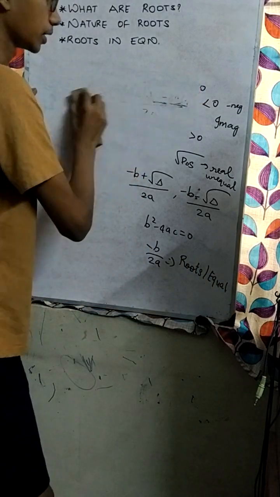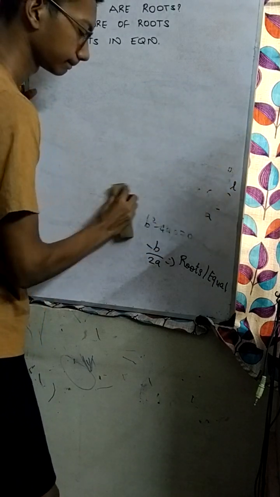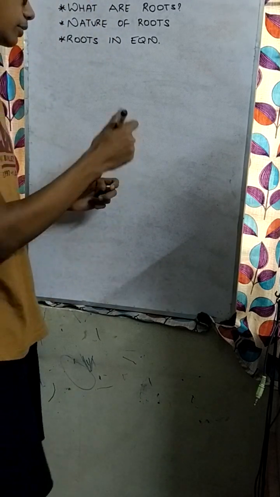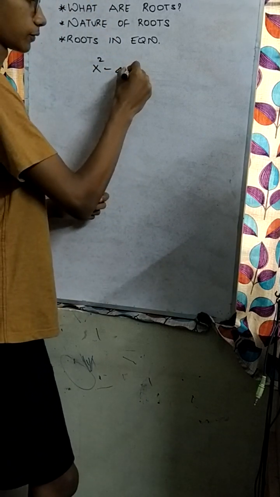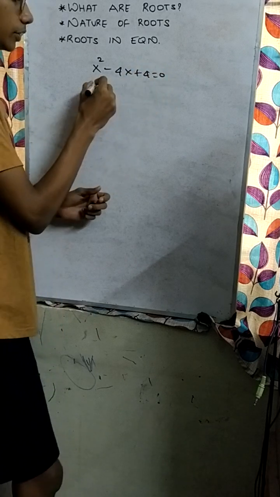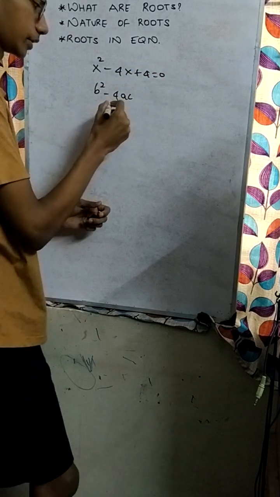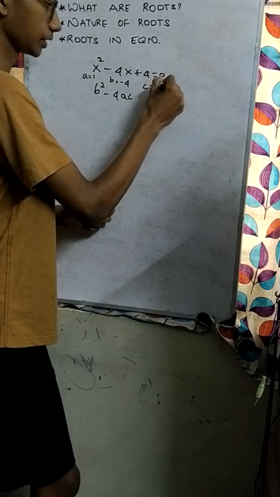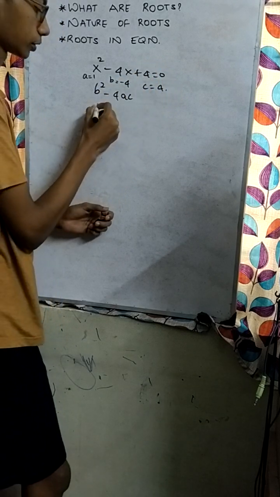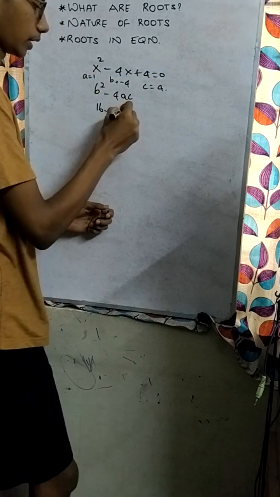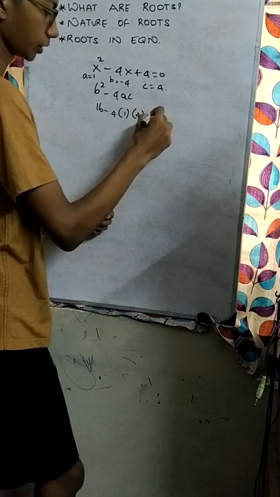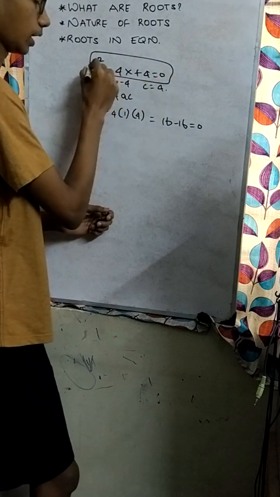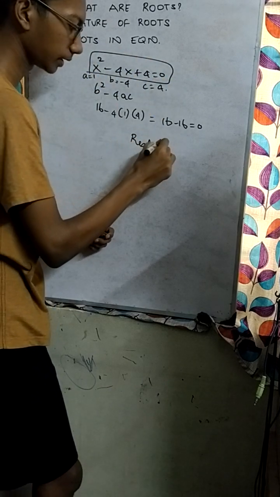Now let's have some example. Let's say we have an example like x square minus 4x plus 4 equals 0. We need to apply this formula, b square minus 4ac. Here a equals 1, b equals negative 4 and c equals 4. So negative 4 the whole square is 16 minus 4 times a is 1, c is 4, which will get 16 minus 16 equals 0. So this equation will have real roots, but they will be equal.